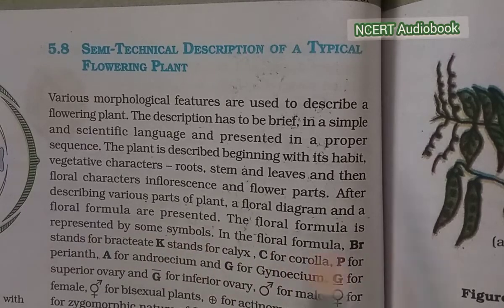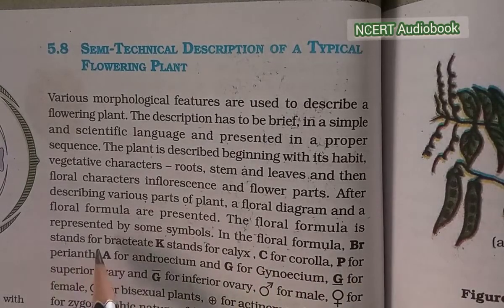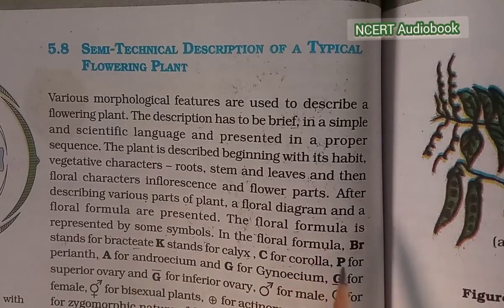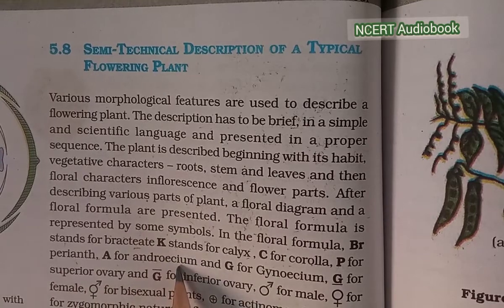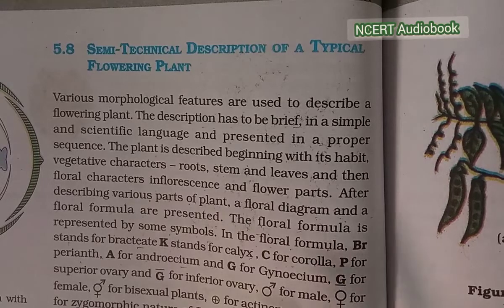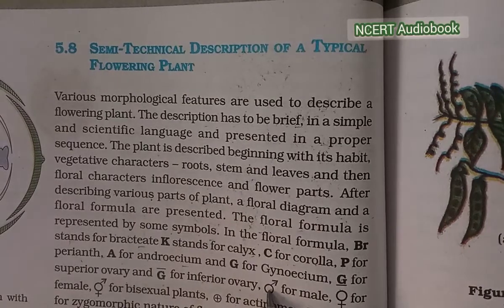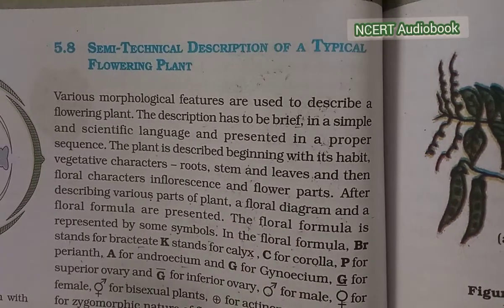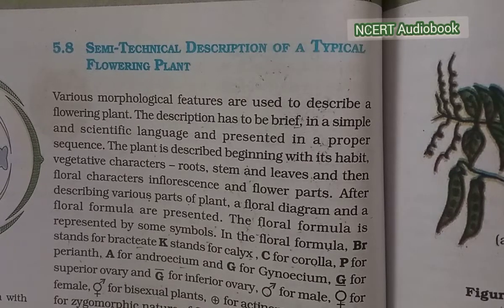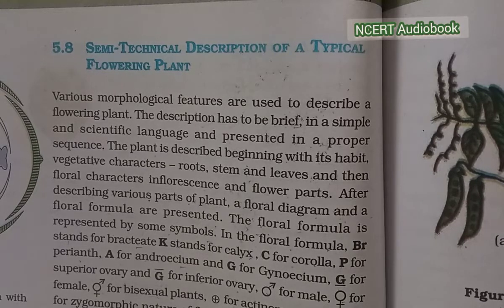The floral formula is represented by some symbols. In floral formula, Br stands for bracteate, K stands for calyx, C stands for corolla, P for perianth, A for androecium, and G for gynoecium. G with a dash below is for the superior ovary, G with a dash above is for the inferior ovary, that sign is for the male and that sign for the female, and that sign for the bisexual plant, plus for the actinomorphic, and percentage sign for the zygomorphic nature of the flower.